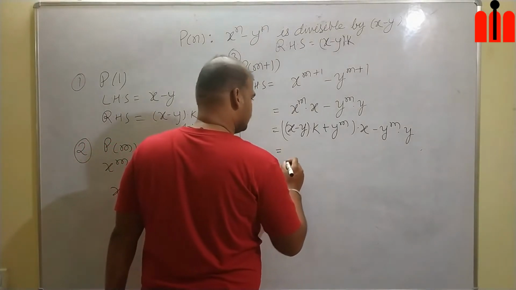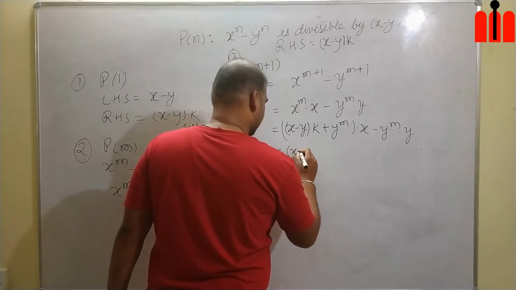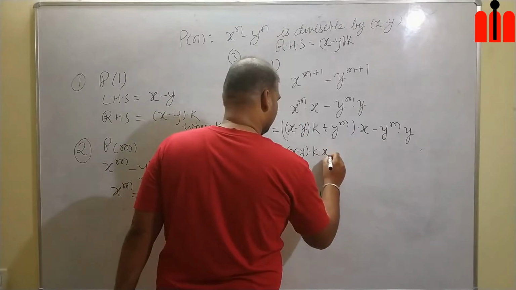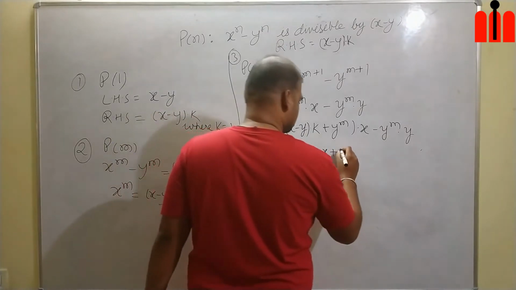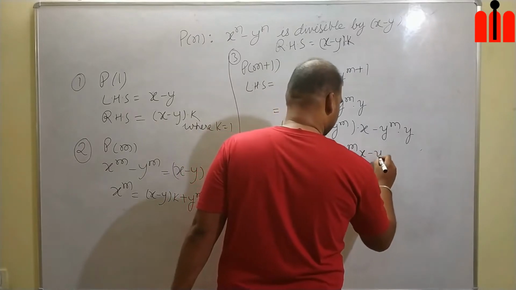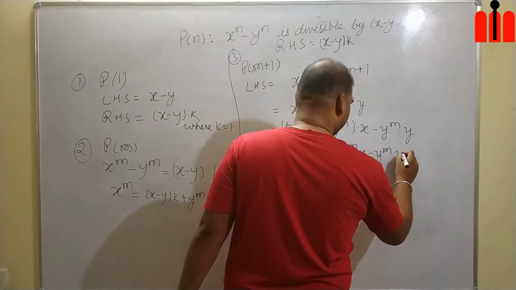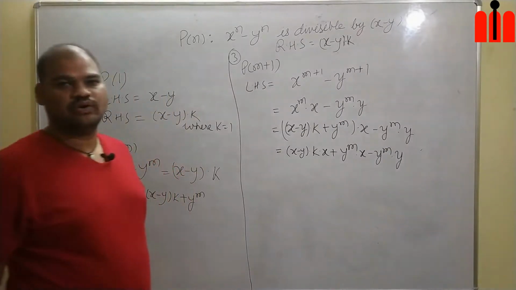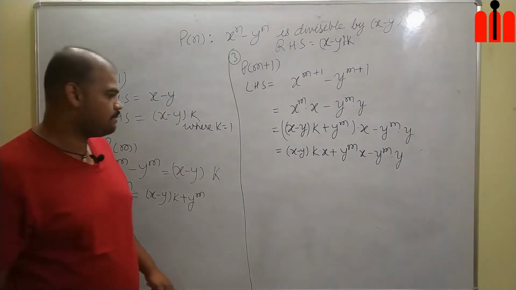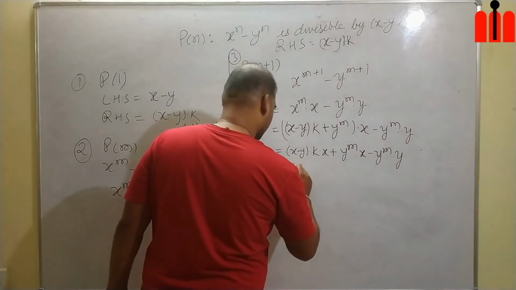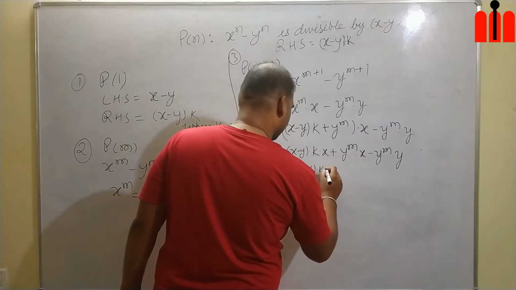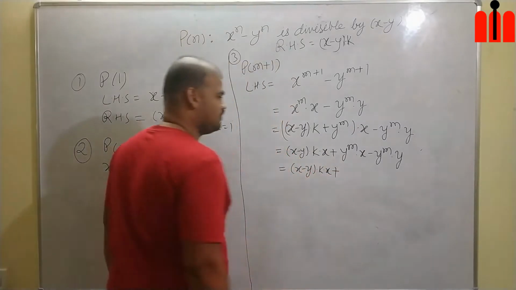This is equal to (x − y)(k·x + y^m·x − y^m·y). Okay, I had opened the bracket and multiplied with x. Okay, now keep this (x − y) into k·x term as is.